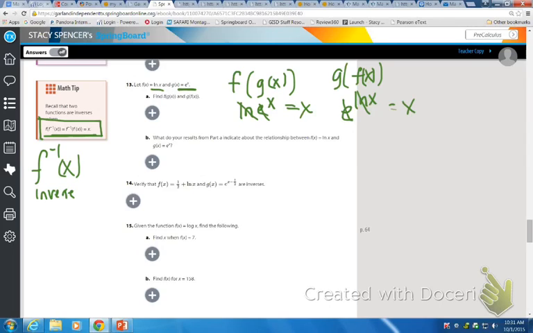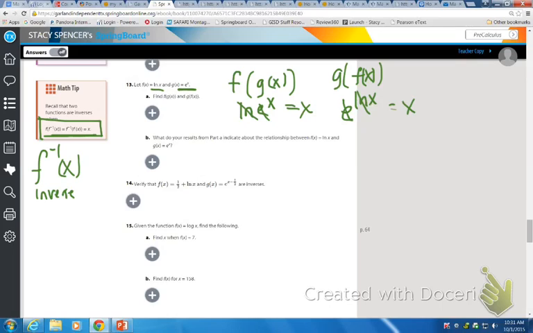X. So did we prove that those are inverses of each other? Yes. Did we prove our little sidebar here? Yes. Questions on that?